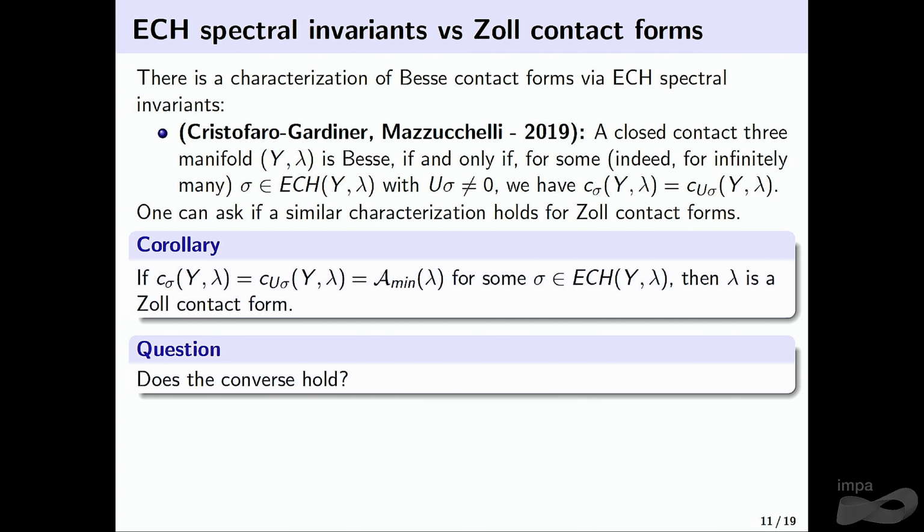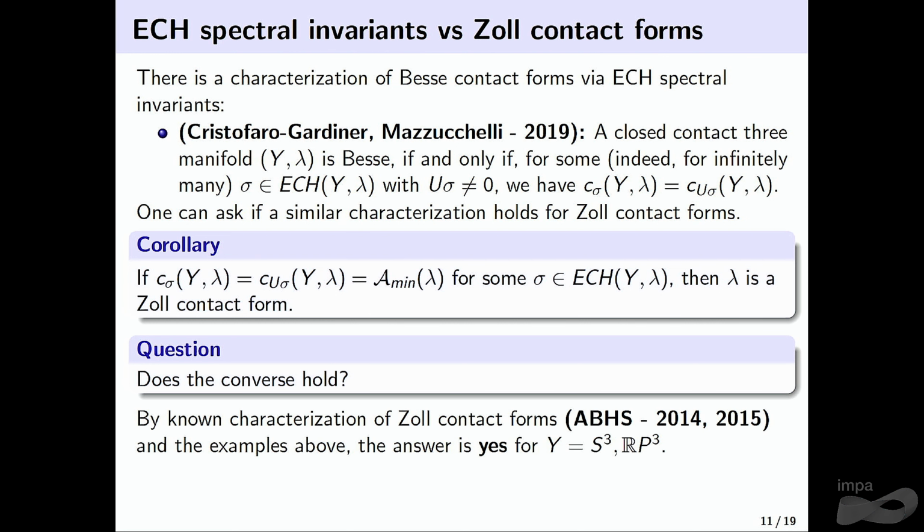And the question is, does the converse hold? Because they characterize the Besse one. Just by the examples that I showed and the characterization due to ABHS, so this is for S^3 and this is for RP^3, I think, and by the computation that I just showed, the answer is yes for S^3 and RP^3. A similar story holds for any lens space. It's kind of an exercise to do this. But I don't have any clue how to prove it for other manifolds. I believe that it should be true. So I think that if it's Zoll, this also holds.